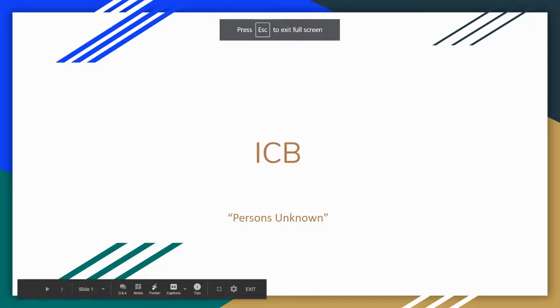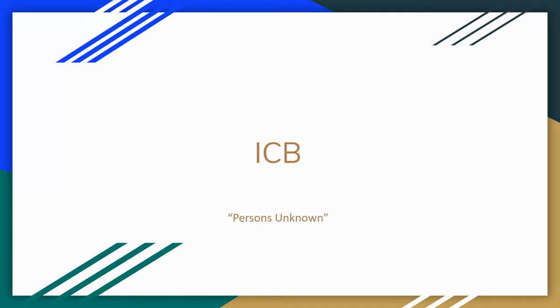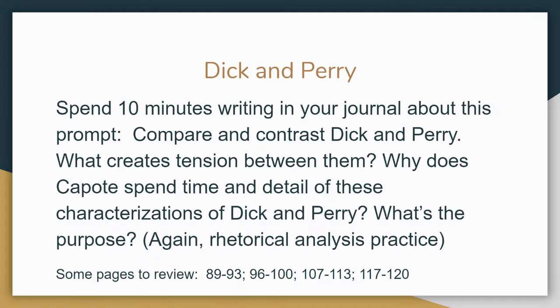Hey all, so today we are talking about In Cold Blood, part two, which is called Persons Unknown. And obviously there's a lot that happens in this book, or in this section, but a large part of it is focusing on Dick and Perry, learning more about their backgrounds and their relationship. So you'll see that's the focus of today.